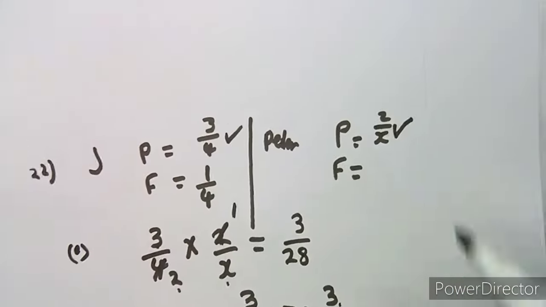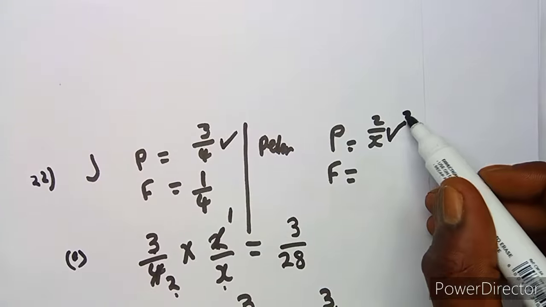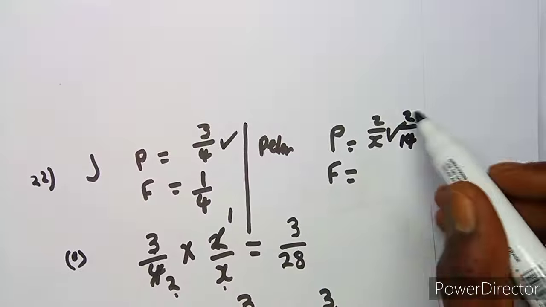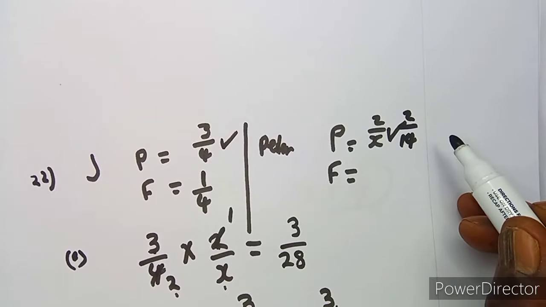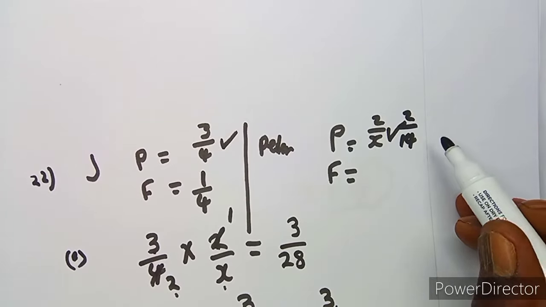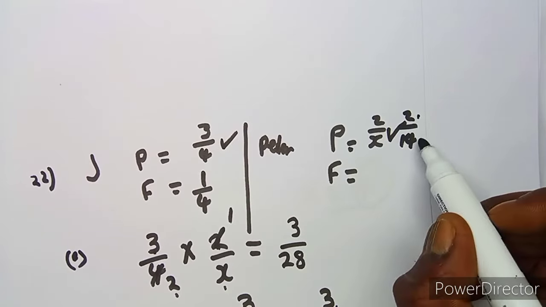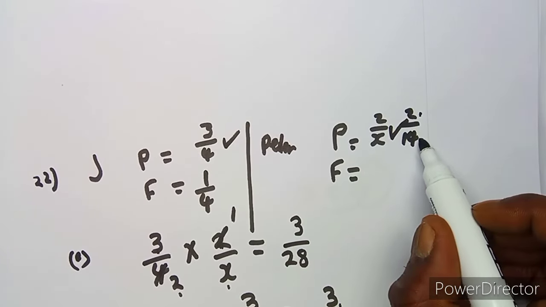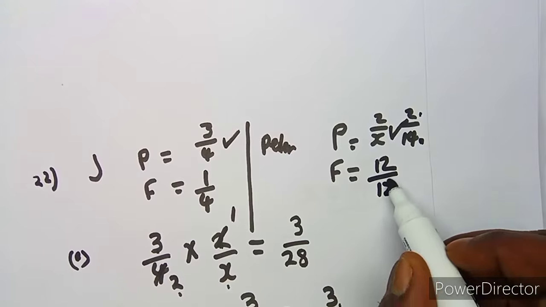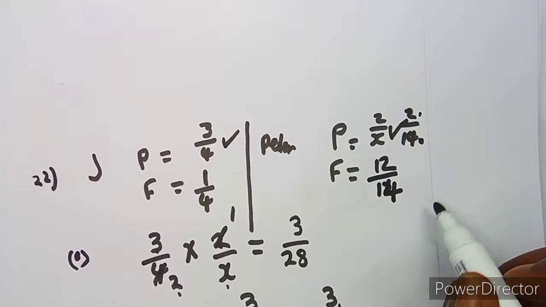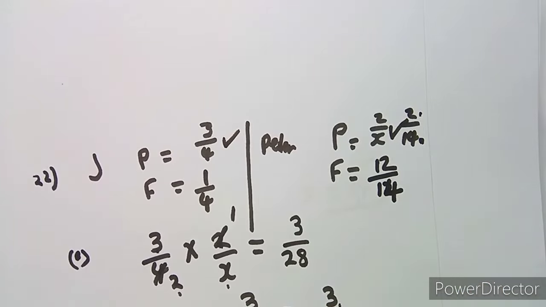So if we are to put this x back, it is going to be 2 over 14. And the one for failing now, if this is 2 over 14, which means out of 14 chances, 12 chances were for failure. So that is 12 over 14 for Peter. All right, that's what we had, and just leave it like that. Don't reduce, just leave it like that.